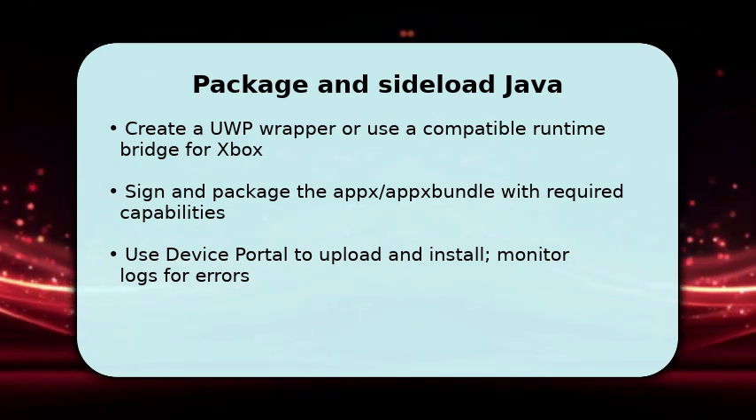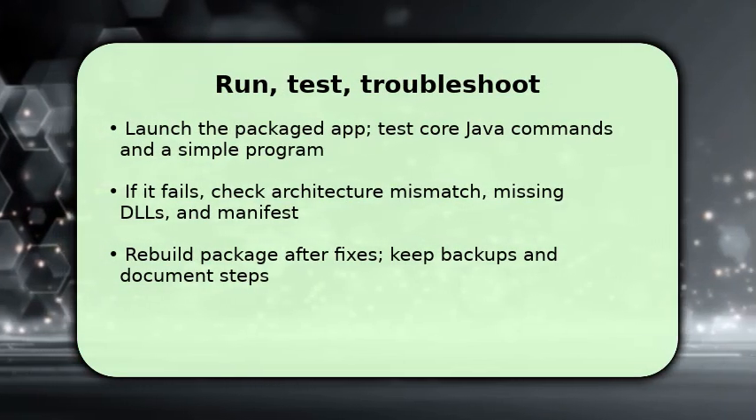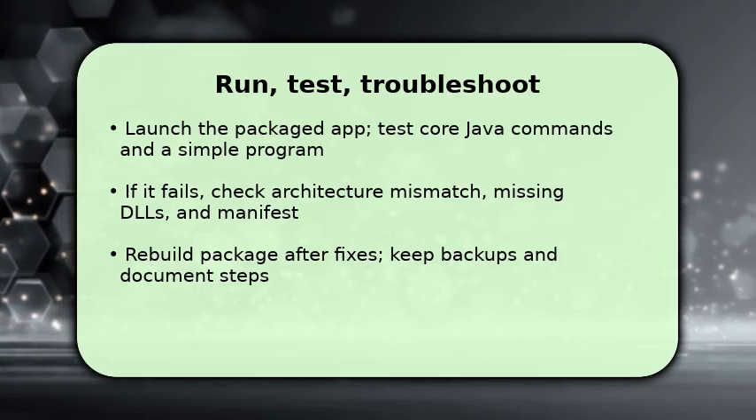Launch the UWP app and execute a small Java class to confirm runtime behavior. If it works, confirm file and network access and test the performance profile.